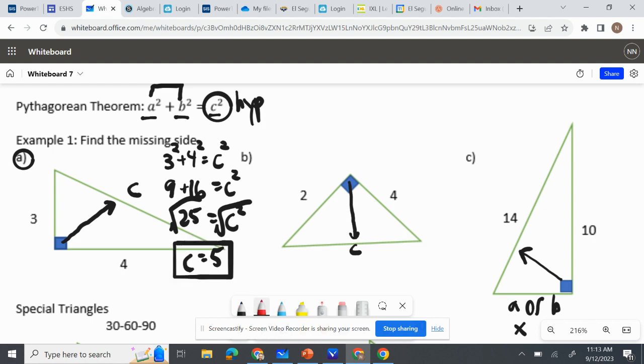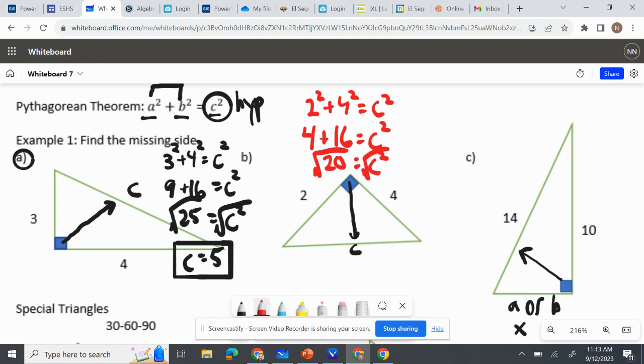Now for the second one, we're going to do the same thing. We're going to go 2 squared plus 4 squared equals C squared. 2 squared is 4, 4 squared is 16. We add them up and we get 20. And then what we're going to do is take the square root.